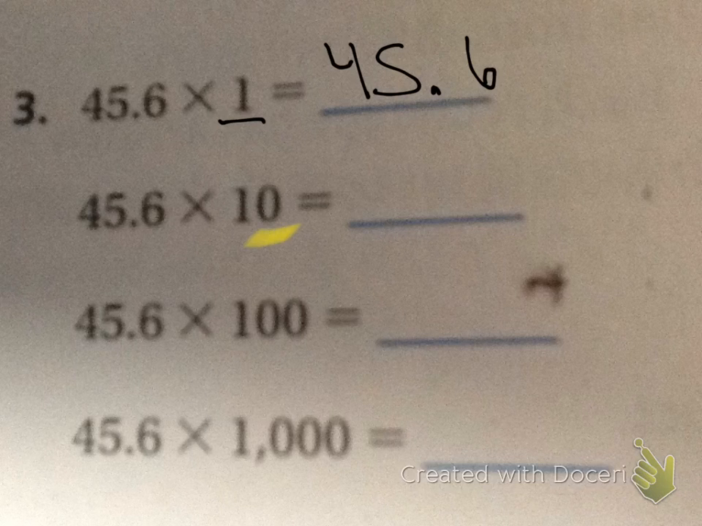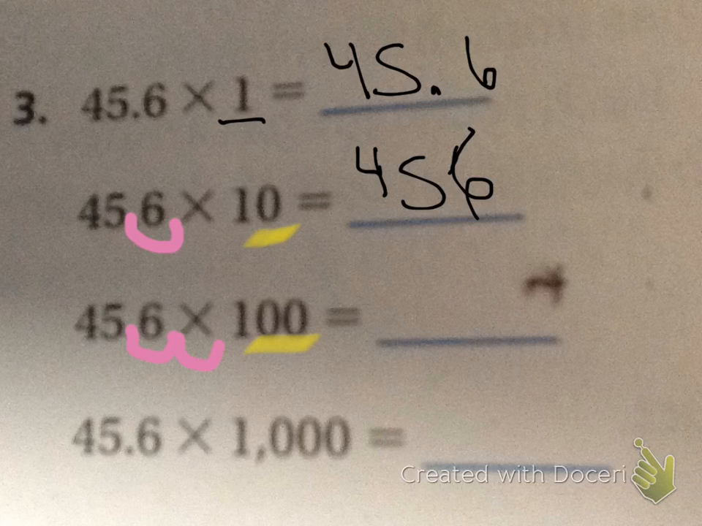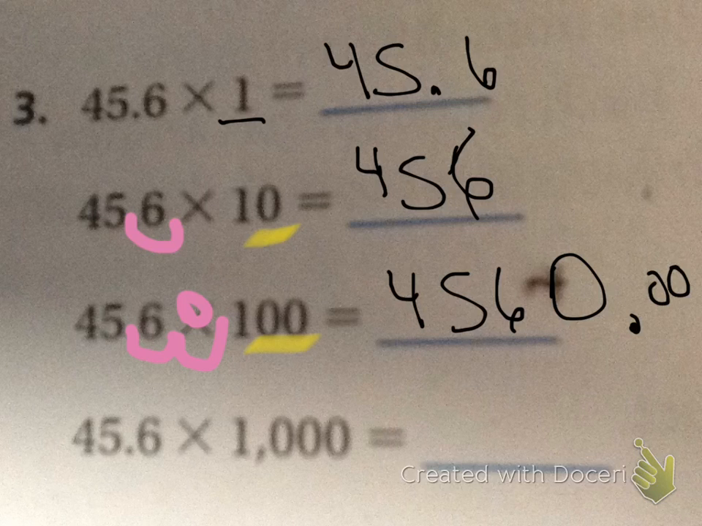Next one, you were timesing it by 10, so what are you going to do? Going to move it to the right once. That gives you 456. Next one, there are 2 zeros, so what are you going to do? Move it to the right twice. 1. Uh-oh, nothing else I can do, but I still got it, so I'm going to add a 0 there. So 4,560. If you wanted to, you could add your decimal and your 2 zeros behind it, or 1 zero or 5 zeros. It doesn't matter. Zeros are zeros.